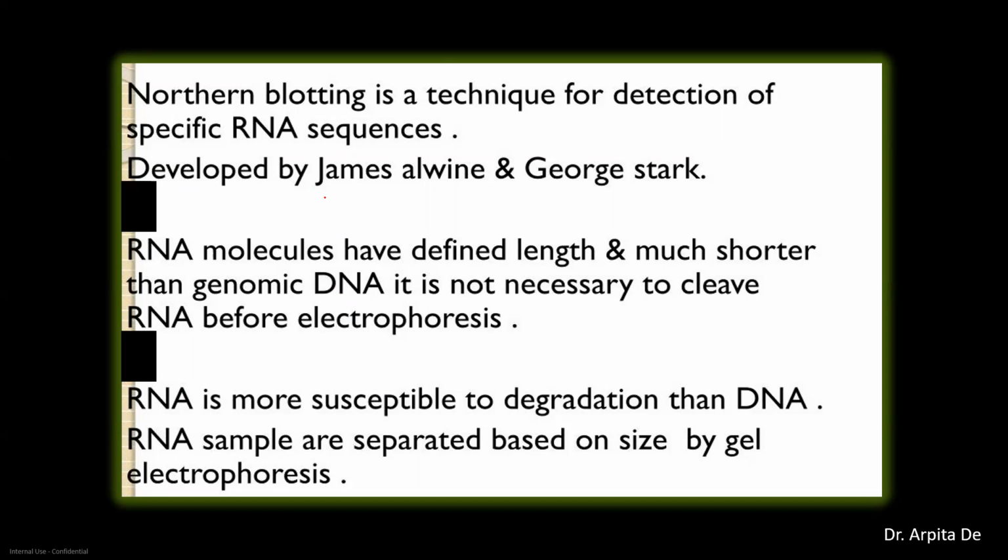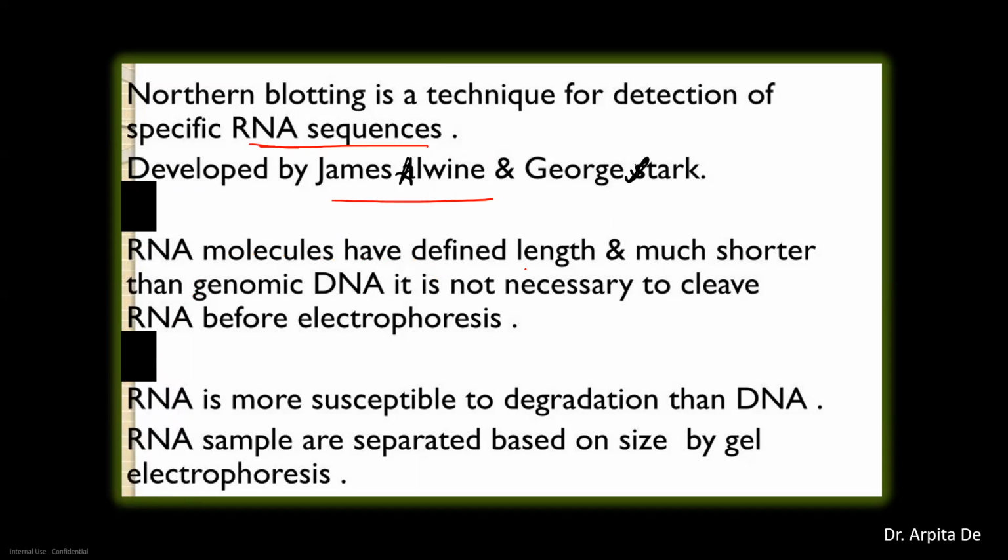After knowing the principle, we must know who has actually developed this. So northern blotting is a technique for detection of specific RNA sequence. It was developed by James Alwyn and George Stark. Please use capital A. Okay, James Alwyn, just a minute. Please note this. This is capital A and this is capital S. James Alwyn and George Stark, right?